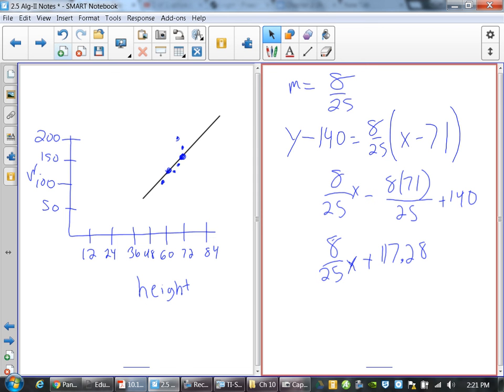5'6". So you are 66. So if I do 66 times 8 over 25, and I add to it 117.28, are you about 138? See? It's math that's useful.